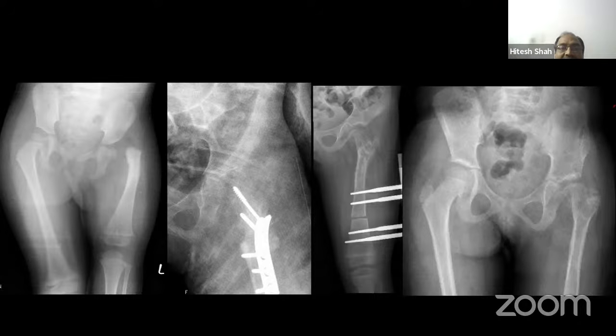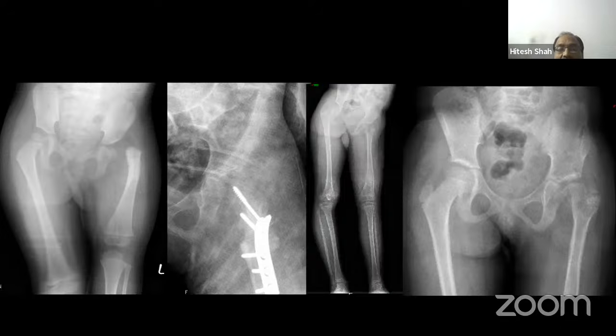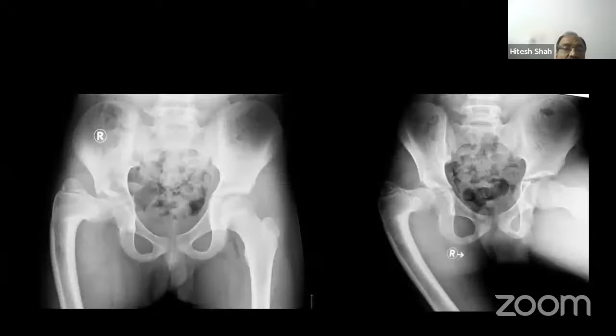This is one child presented with PFFD, initially treated with soft tissue release, osteotomy on either side of the hip, and acetabuloplasty with a proximal femur valgus osteotomy, followed by sequential lengthening. Near maturity, the child had a quite stable hip. It will require one more lengthening to correct the limb length discrepancy.